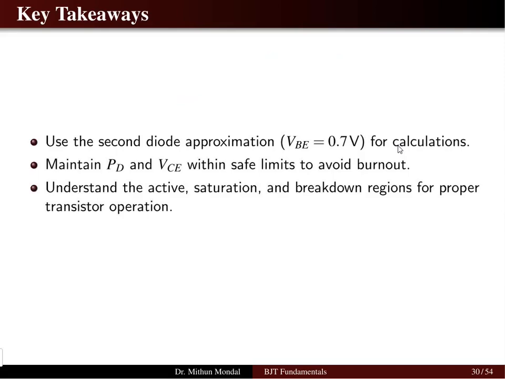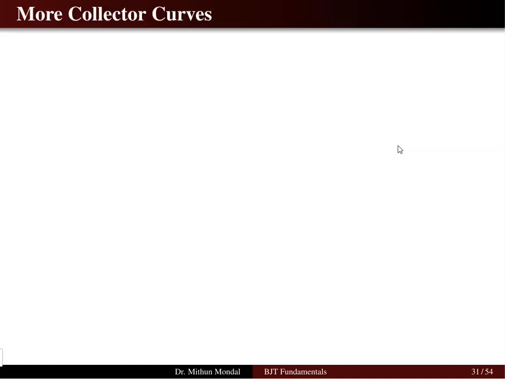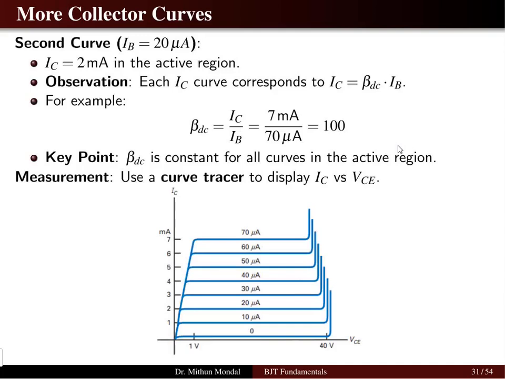Now, the key takeaways from this discussion are that we should always use the second diode approximation for the calculation. It means that you should take the base emitter drop as 0.7 volt or 0.3 volt depending upon whether you are using silicon or germanium transistors. You should maintain the power dissipation and the collector emitter voltage within the safe limit to avoid any burnout. And you should understand the active region, saturation region, and breakdown region for proper transistor operation. Now, moving forward, let us go to the collector curve.